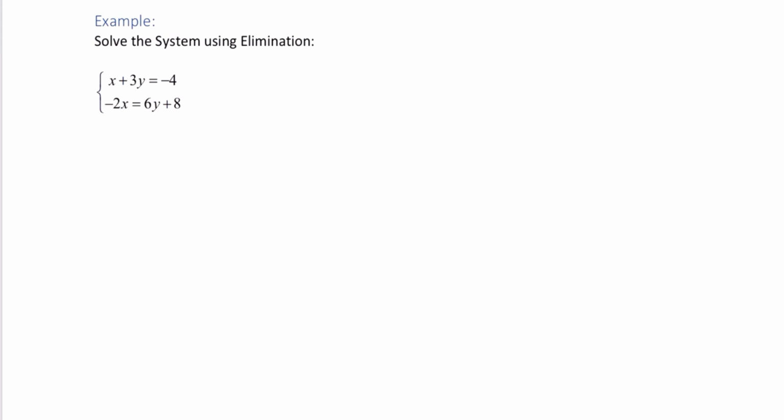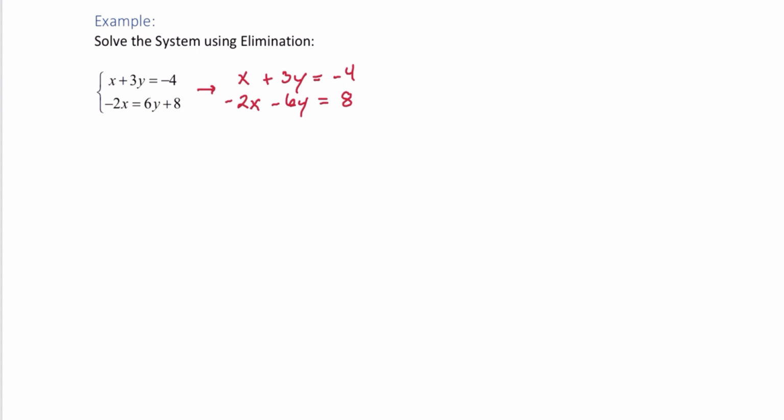Let's solve this system using elimination. The first thing we want to do is align the x's, the y's, and the constants to make our life easier. So we have x plus 3y equals negative 4. That equation is not bad. The bottom one, we need to subtract the 6y over. Now notice the x's, the y's, and the constants all line up.